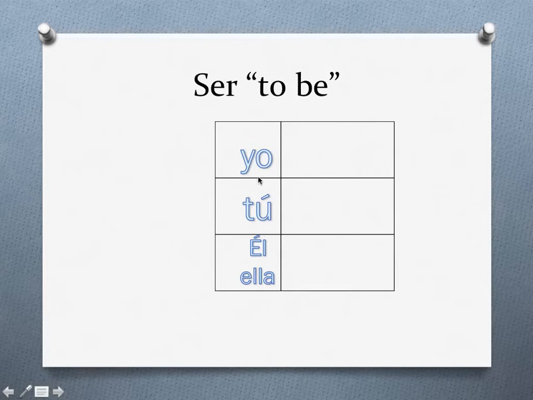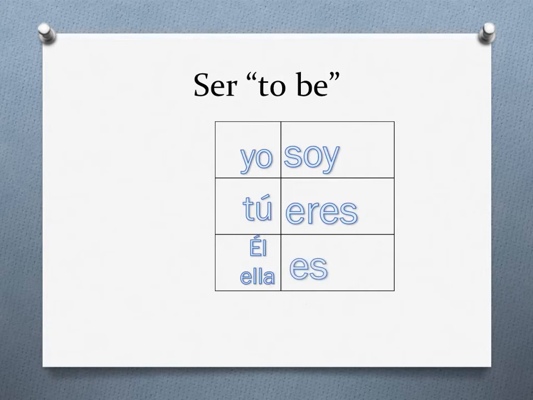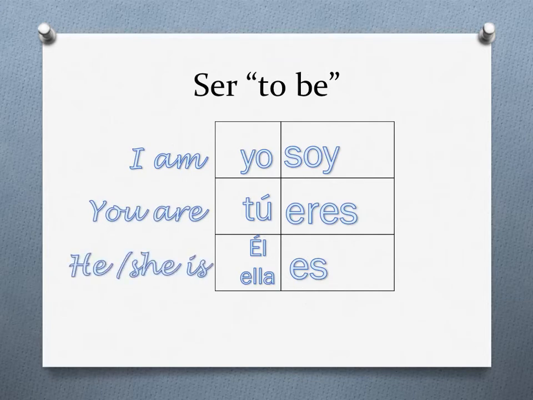Now let's talk about the forms of ser for each one of these pronouns. Anytime my subject is yo, the form of ser is going to be soy. Anytime my subject is tu, the form of ser is going to be eres. And anytime my subject is él or ella, the form of ser is going to be what? Can you guess? Hopefully you said es. That's correct. Altogether, these mean I am, you are, and he or she is. Let's practice.